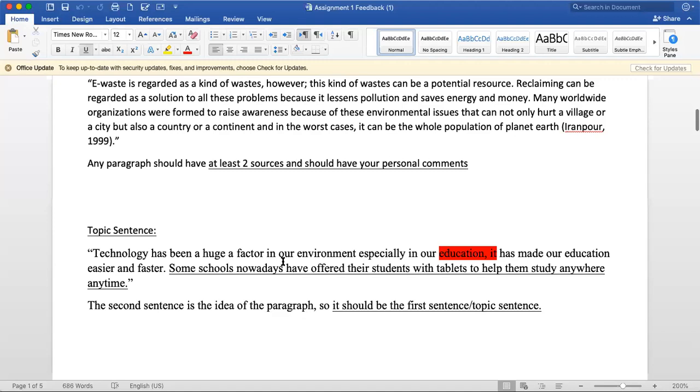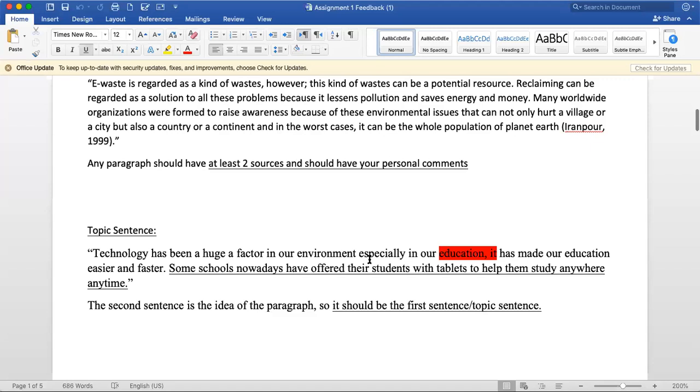Let's look at an example of one of the body paragraphs submitted in the literature review assignment. "Technology has been a huge factor." Can you notice the language mistakes? "In our environment, especially in our education, it has made our education easier and faster. Some schools nowadays have offered their students with tablets to help them study anywhere, anytime." So actually this paragraph was about schools offering students tablets, okay? So here, the topic sentence was there, but it was the second sentence.